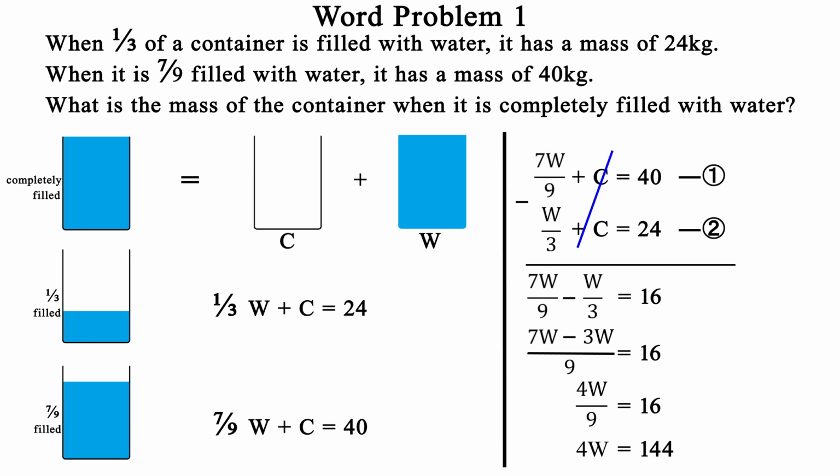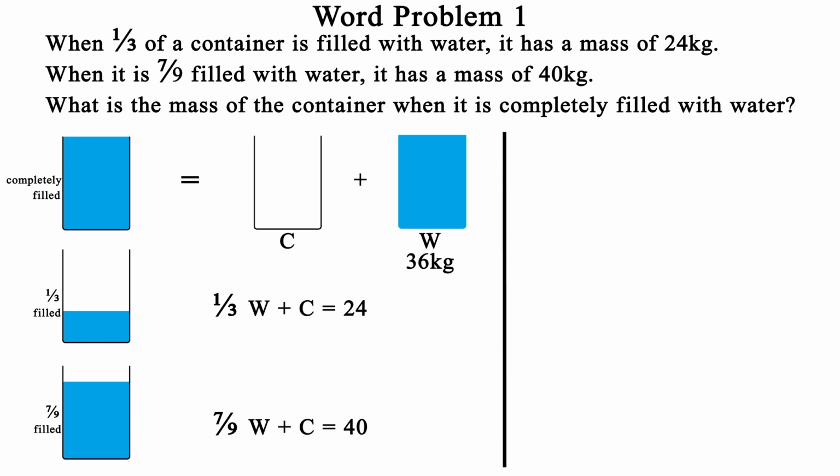Now 4W, so 4 is in times, so it goes divided by. So W equal to 144 divided by 4. So my W equal to 36 kilograms. So the only water weight when it's completely filled is 36 kilograms.